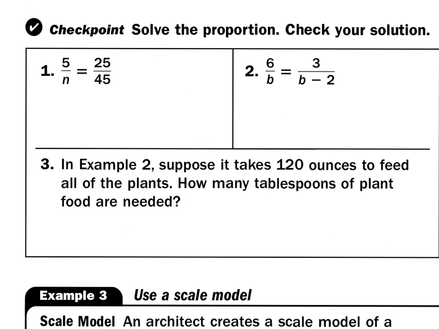So we have 3 checkpoints. The first 2 are to solve the proportion. So we're going to have 5 times 45 equals 25 times n. Five times 45 is 225 equals 25n, and then divide both sides by 25, and you get that n equals 9.